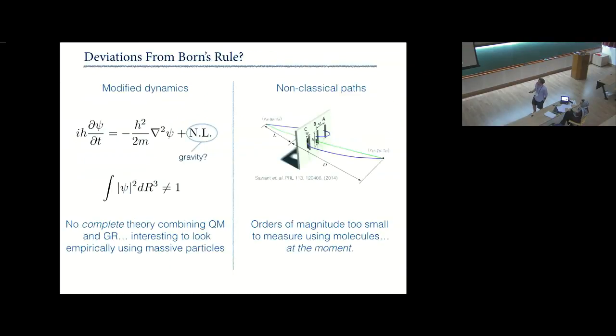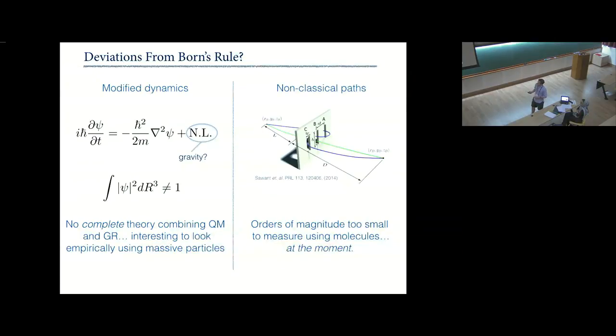But what can we do to deviate from Born's rule? So there are a couple of options. The first one is to modify the dynamics. So I can change my Schrodinger equation. Here all I've done is I've added some nonlinearity. And you have to be a little bit careful about what that nonlinearity is, because depending on exactly its form, you can do some crazy things like violate causality or no cloning.